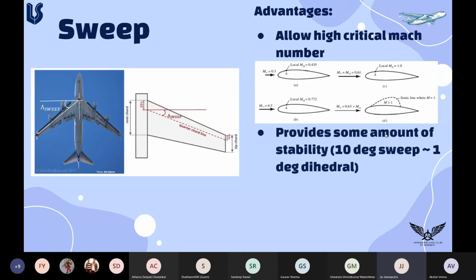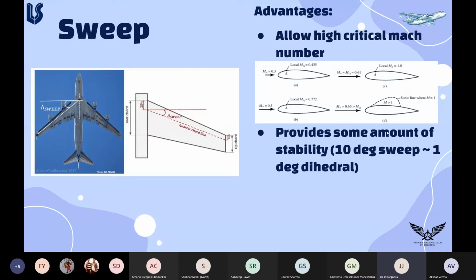Now this is not really very effective for us. Our RC planes travel at 20 meters per second, nowhere near the Mach number. So that's the reason I don't enjoy using it. But it has one more advantage: it does provide some amount of stability, where 10 degrees of sweep is almost proportionate to 1 degree of dihedral. Now the stability effect is pretty low. It's not that noticeable, but it does provide one.